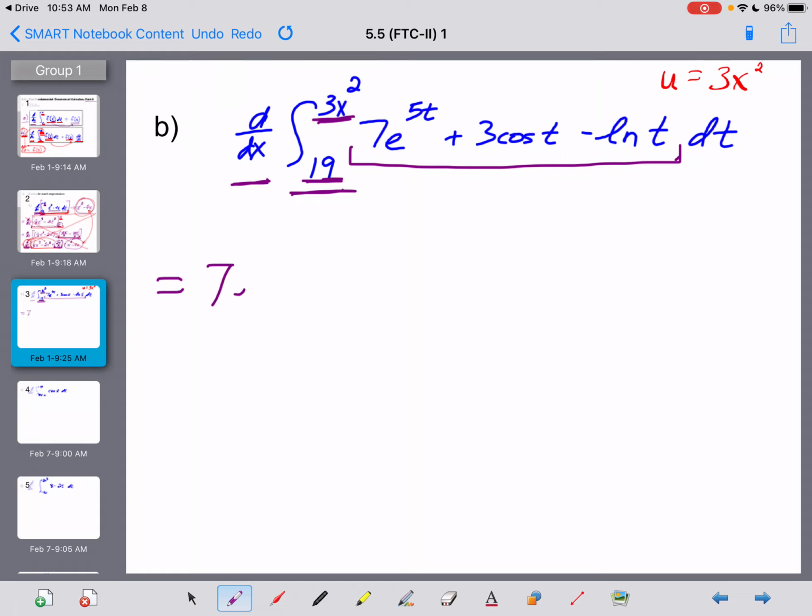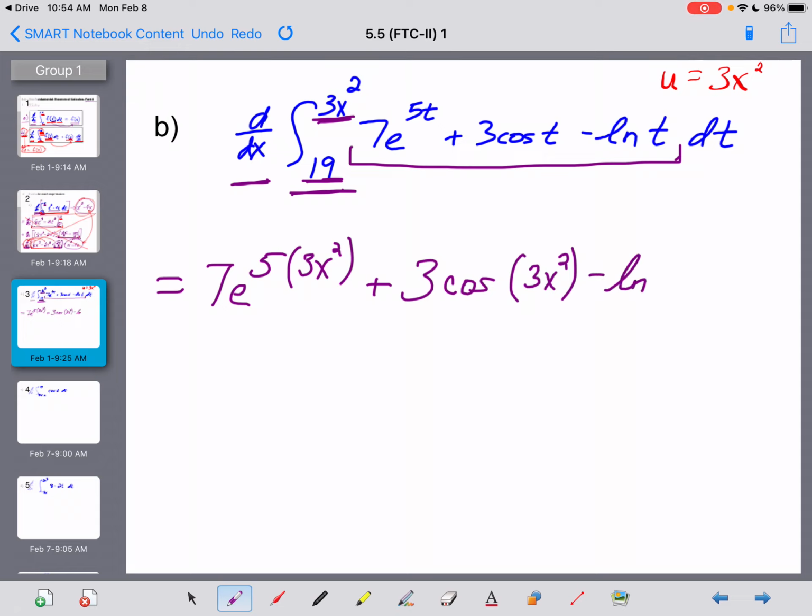So this is going to be a 7e to the 5, and the t up there now becomes a 3x squared. Keep going now. Plus 3 times the cosine of, and t was the angle, that now becomes a 3x squared as well. And then minus a natural log, and our product of that natural log was a t, and it now becomes a 3x squared.